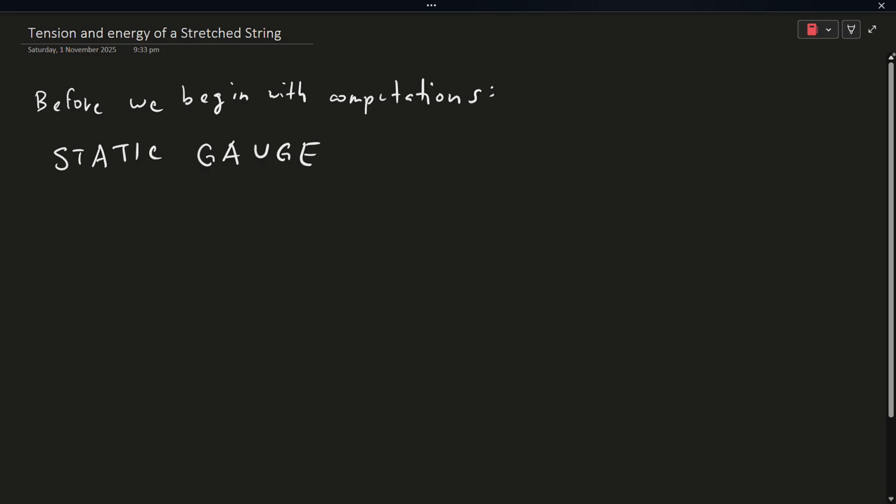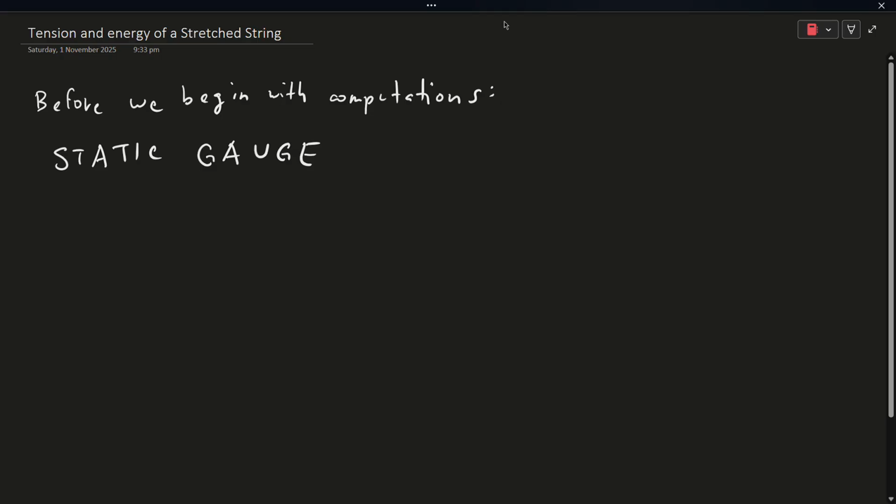Good evening. Today we're going to be discussing the tension and the energy of a stretched string. Now, before we begin with that, we need to talk about something called the static gauge. It's sort of our way of simplifying the formulas, right?